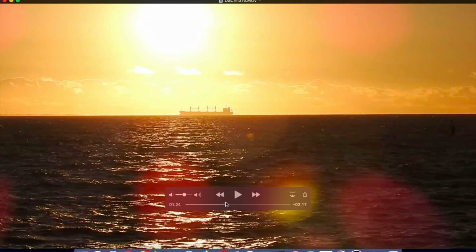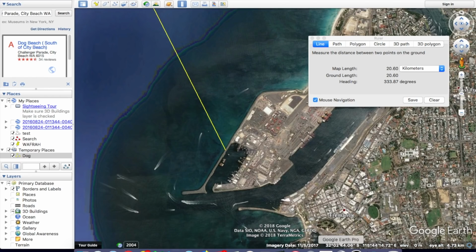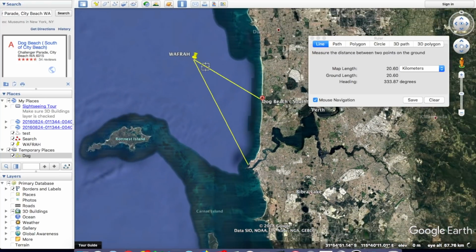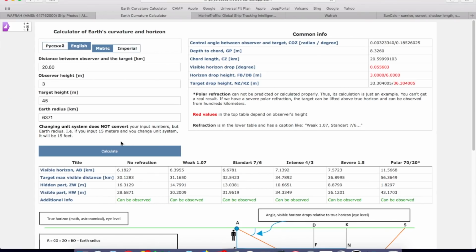I estimated my elevation above the water to be about 3 meters. So let's plug those figures into Google Earth and measure the distance to the Wafrah. And we have 20.6 kilometers. So it's quite a bit further than the location I was viewing from yesterday. Now, if we put 20.6 kilometers and the elevation into the Earth curve calculator, we now have a hidden amount with standard refraction of 13 meters and with no refraction 16 meters.